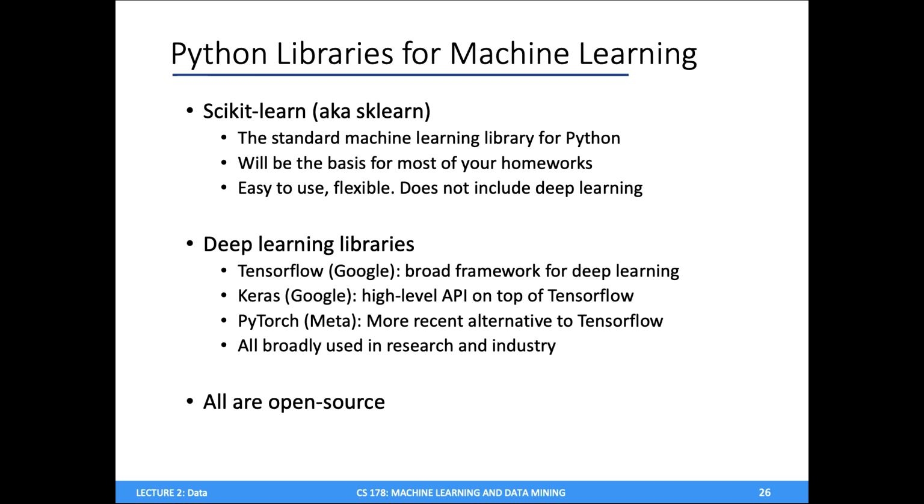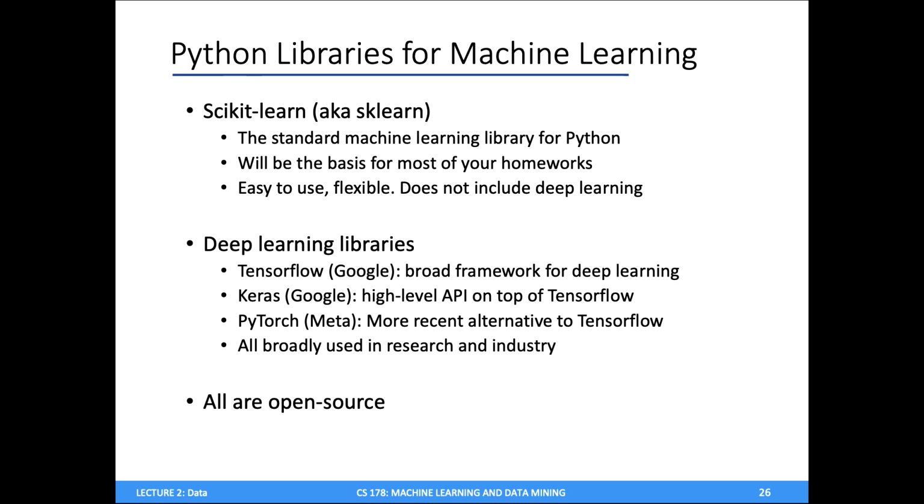As I mentioned, there are also various deep learning libraries, like TensorFlow, which is coming from Google. TensorFlow is really a broad, low-level framework for doing deep learning. It gets used quite a bit in industry and research applications. Built on top of TensorFlow is a package called Keras, also from Google. This is a more high-level API that is a little bit easier to use, a little bit more popular in industry applications.